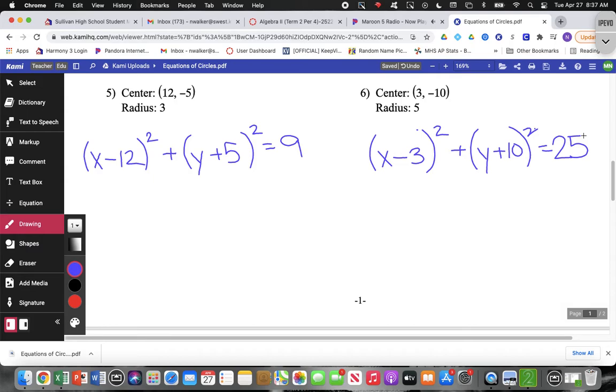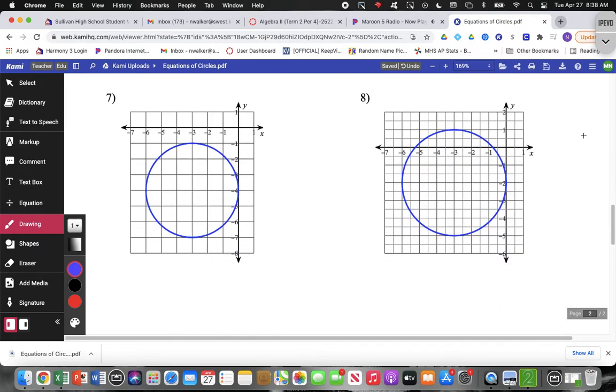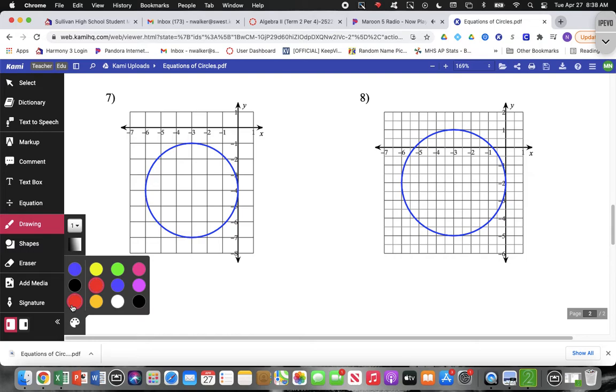Easy. Now part 2, instead of just telling you what the center and the radius are, you have to look at the circle and tell me what they are. So let's go on to the next page and look at numbers 7 and 8. Before we write the equation, we probably want to figure out what the center and the radius are. So we want to write the coordinates for the center first. We'll figure that out and the radius, and then we'll write our equation.